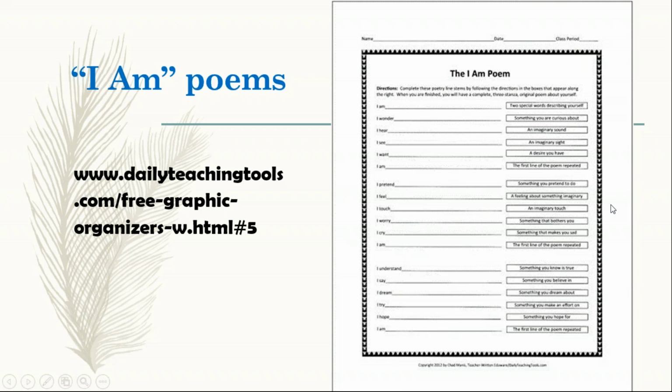Now this particular template here I found online. This is a great website, www.dailyteachingtools.com. Got tons of graphic organizers, and this website address will come up again. But I wanted to share with you that some of the things that I use I just found online and printed out for free, and others I've created that I'll share with you as well.